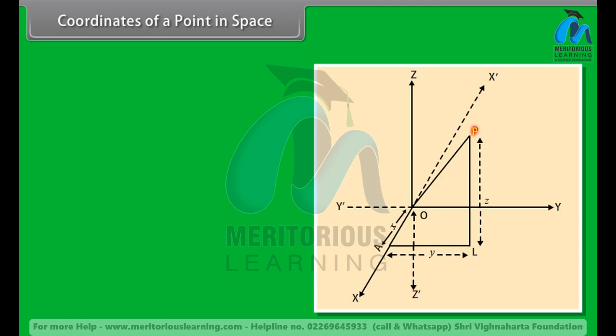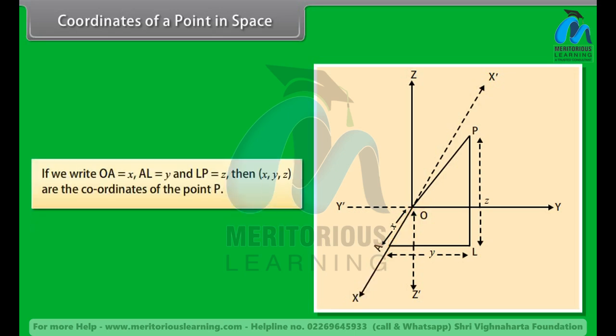Coordinates of a point in space. Let P be any point in space. Through P, draw perpendicular PL on the xy plane meeting this plane at L. Through L, draw a line LA parallel to OY cutting OX in A. If we write OA equal to X, AL equal to Y, and LP equal to Z, then X, Y, Z are the coordinates of the point P.